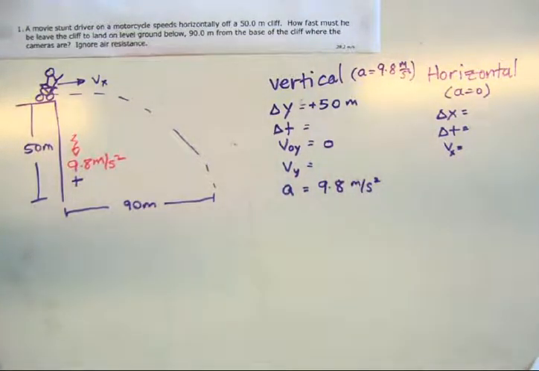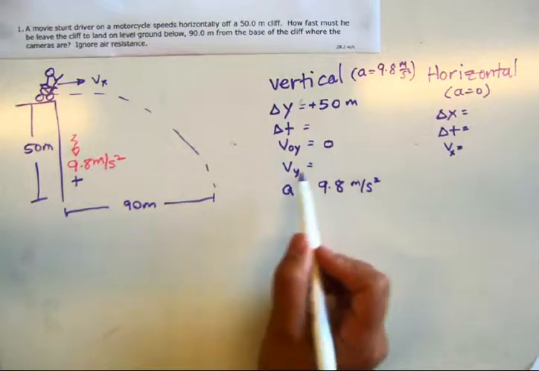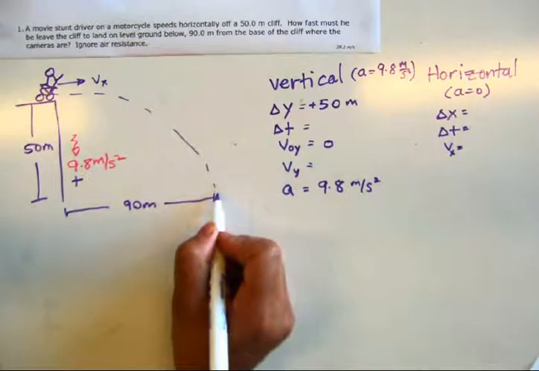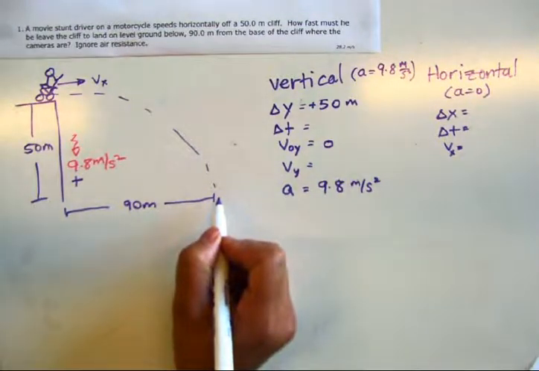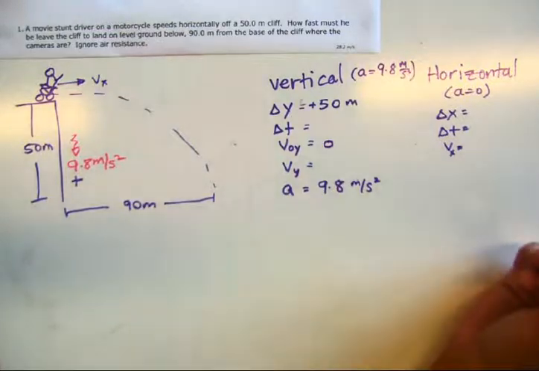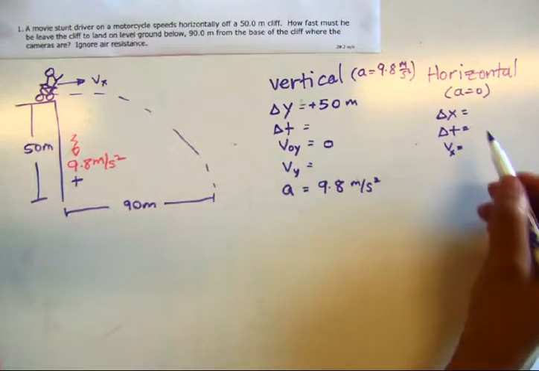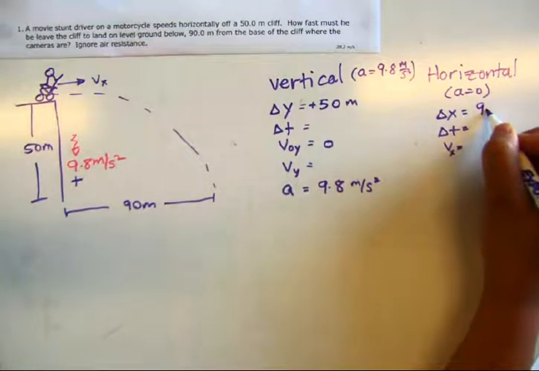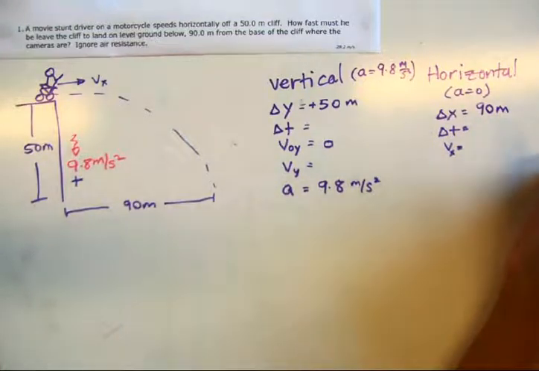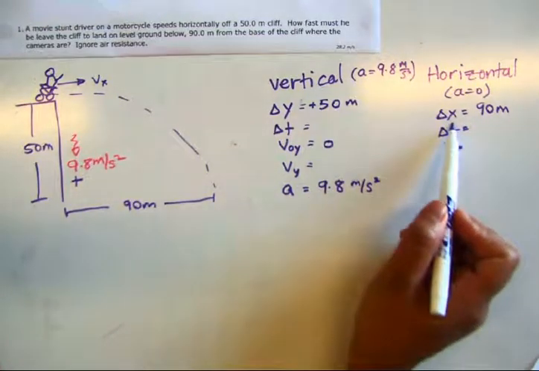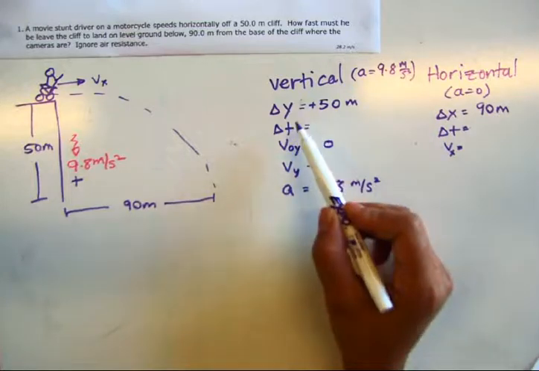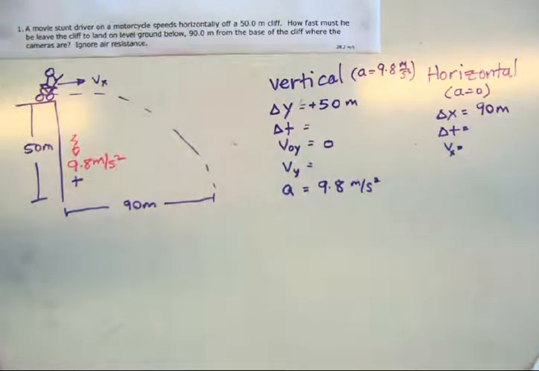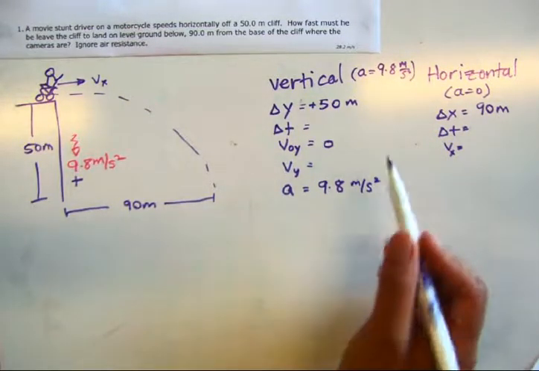What else do we know? Really, this is V. You don't know Vy. Vy is the speed it's going down here. We don't know that. But we do know one other thing. Oh, delta x. Yup, 90. Because it's vertical, I want to distinguish the y from the x, because now we have a two-dimensional problem. Okay, this is everything I know.